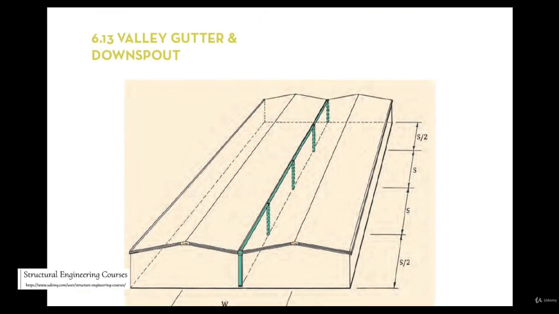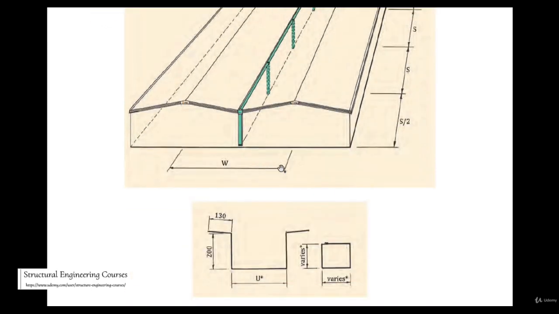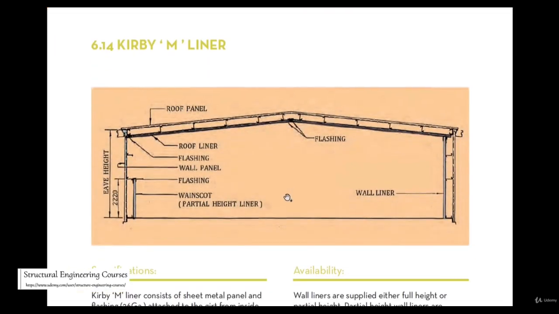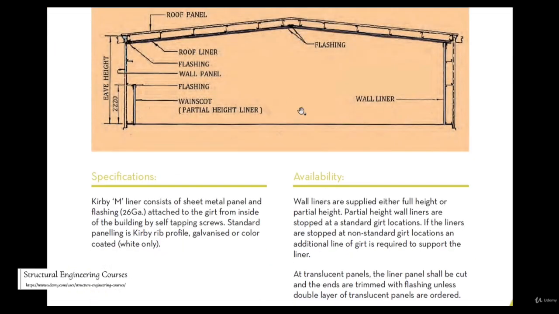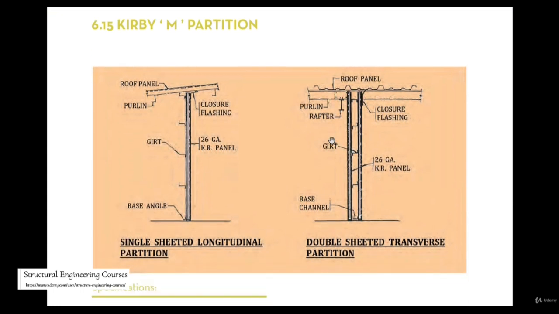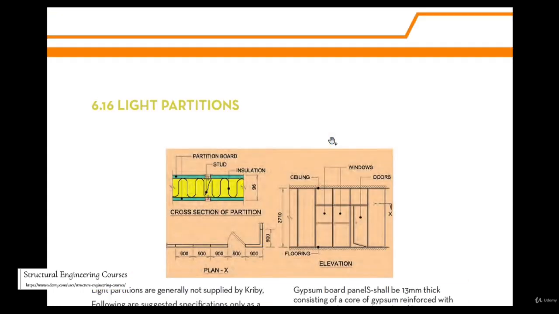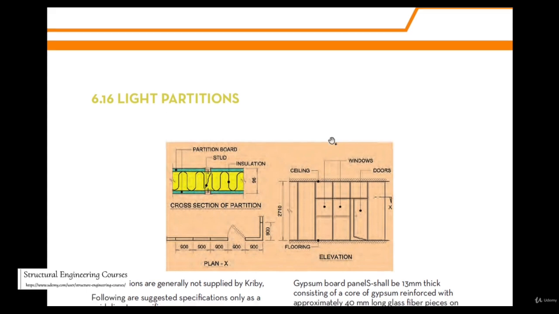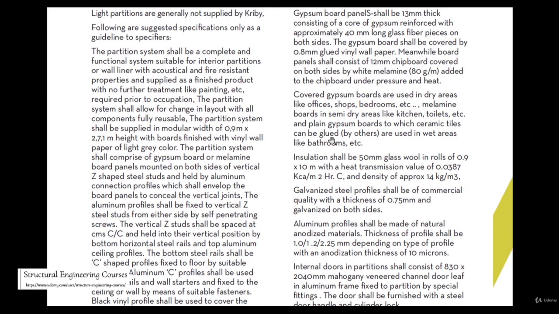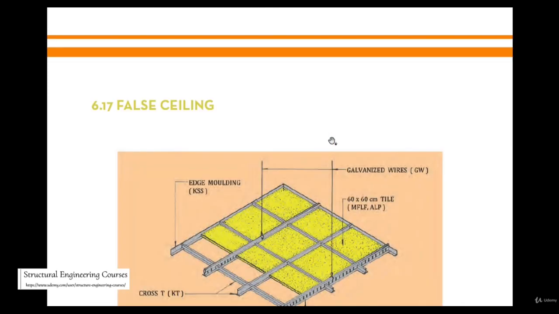This is a valley gutter downspout, because when we are talking about a 2 PEB structure, rainwater must get collected here. So for that they provide this valley gutter arrangement like this. And this is basically showing the Kirby M liner. Light partitions: we don't usually do brickwork inside the PEB structure, we provide light partitions. In that case we can provide gypsum board panels also.